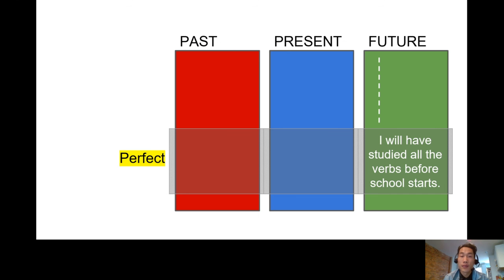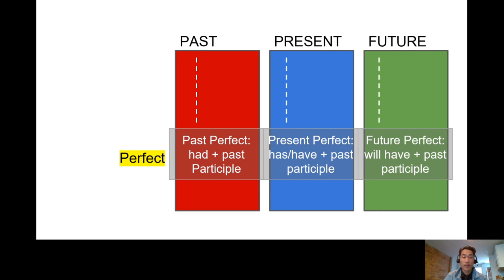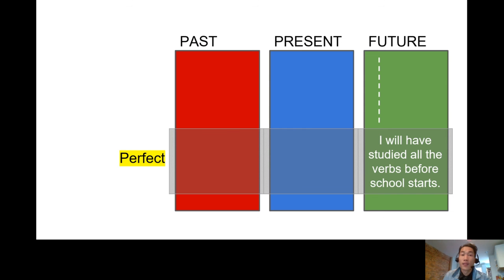In the future perfect tense, my example sentence is, I will have studied all the verbs before school starts. Can you guess what event one is and what event two is? That's right. Event one is, I will have studied all the verbs, and event two is school starts. So before we meet again, that means you will have studied all the verbs.